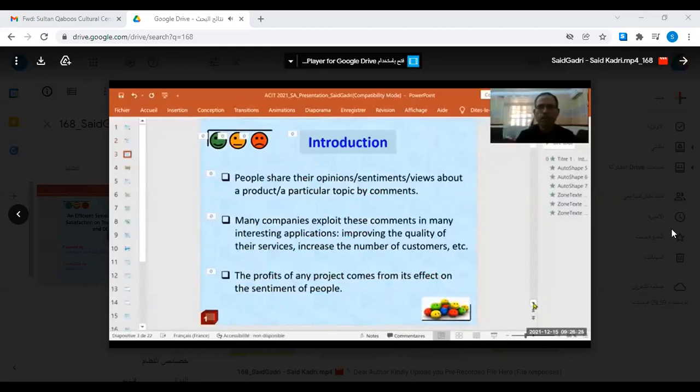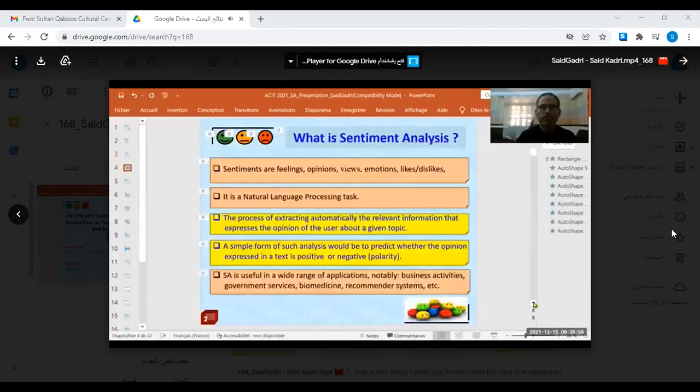People share their opinions, sentiments, views about a product or a particular topic by comments. Many companies exploit these comments in many interesting applications, such as improving the quality of their services, increasing the number of customers, and so on. So the main profits of any project come from its effects on the sentiment of people, which can be positive or negative.